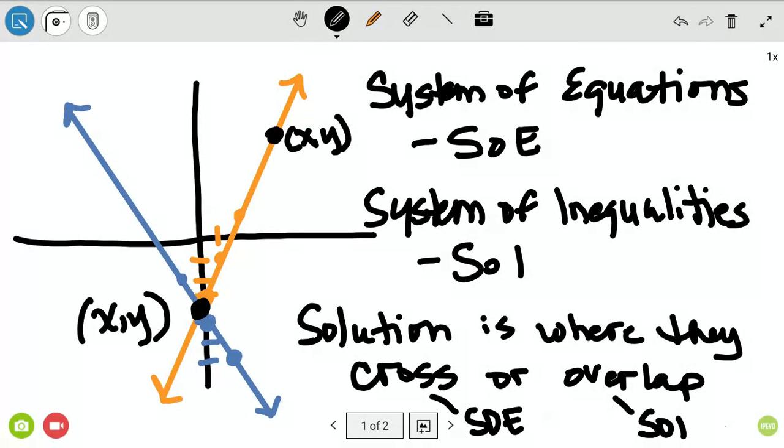And when you're talking about inequalities, which we'll get into second half of the period, it's where they overlap, because with inequalities you shade and it's multiple points. So there's a blue shaded region and an orange shaded region, and it's where those overlap. That is your solution, but we'll get to that here in just a minute, okay?